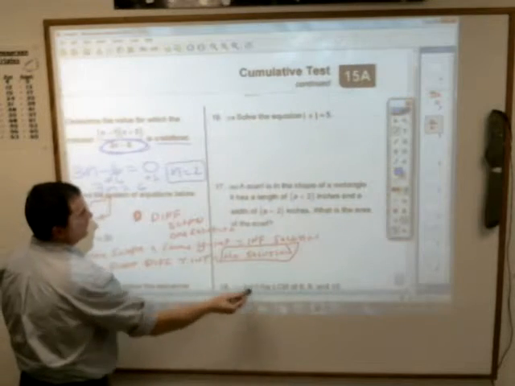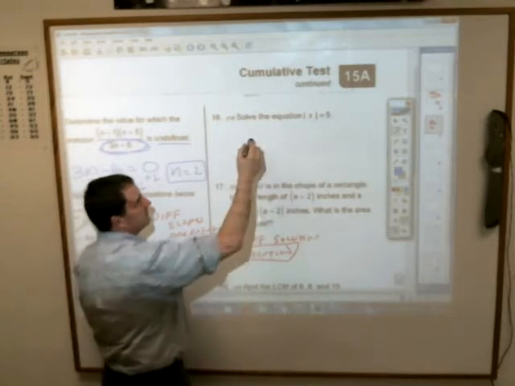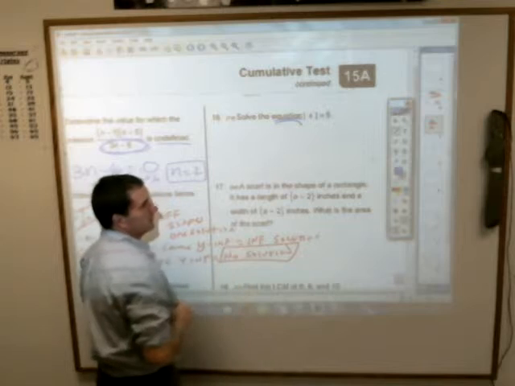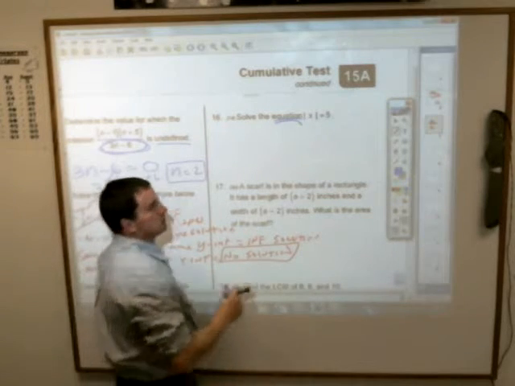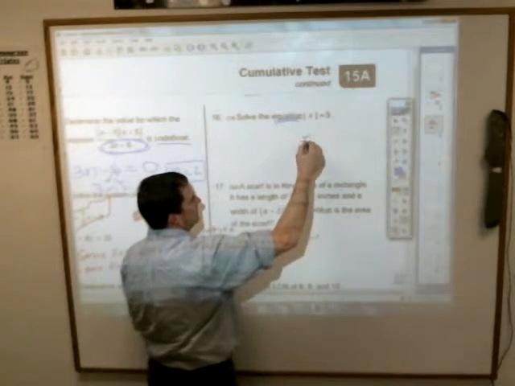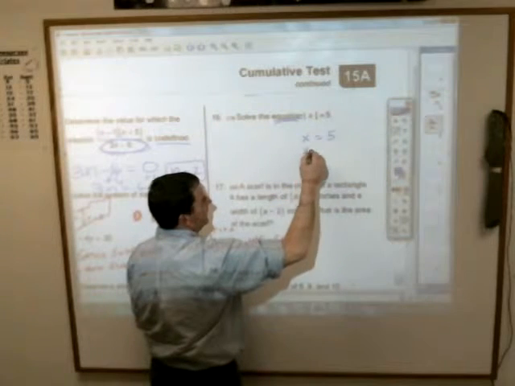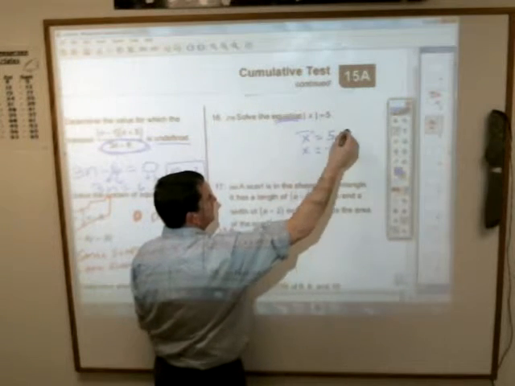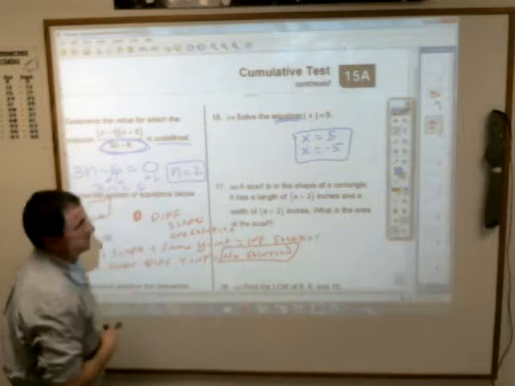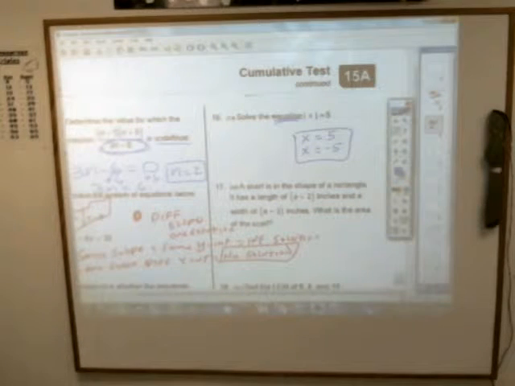Just for point of order here again, this has 2 answers. Anytime you have an absolute value equation, you've got the positive answer when x is 5, but you also have the negative answer, because it's either one of them. The absolute value of negative 5 is also positive 5.